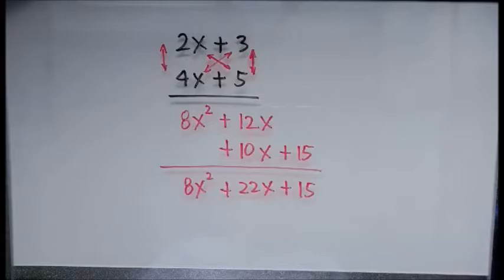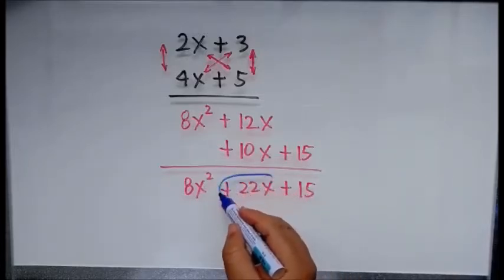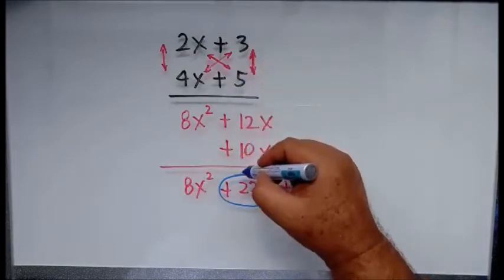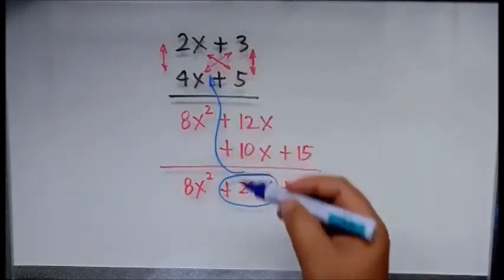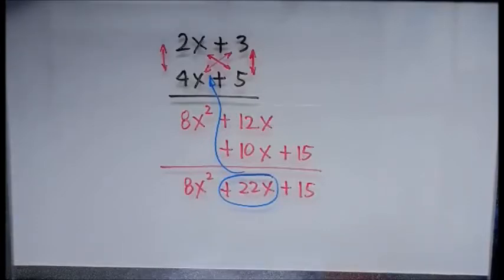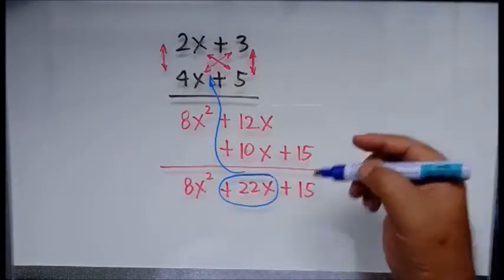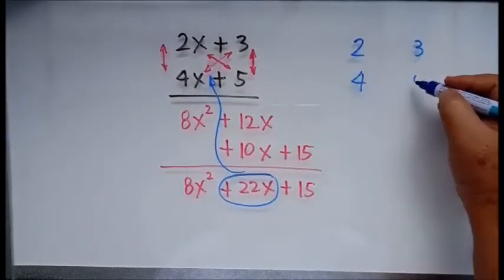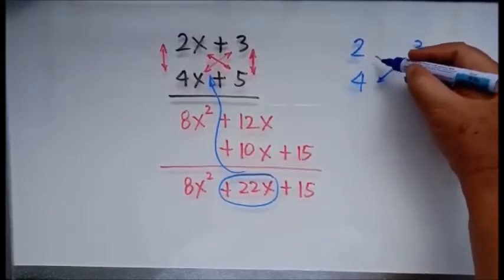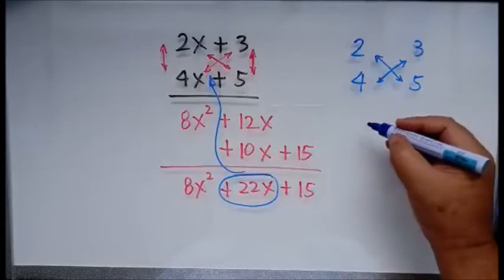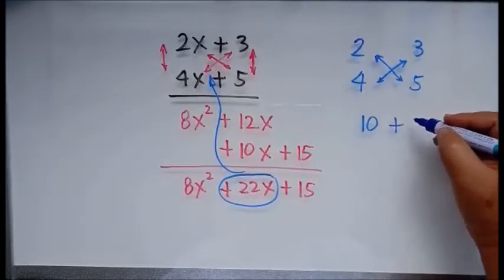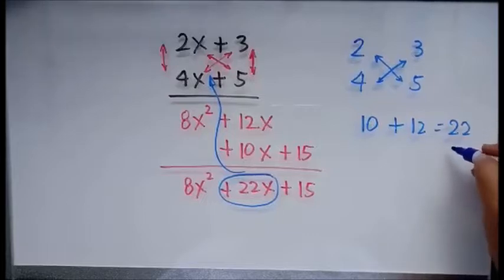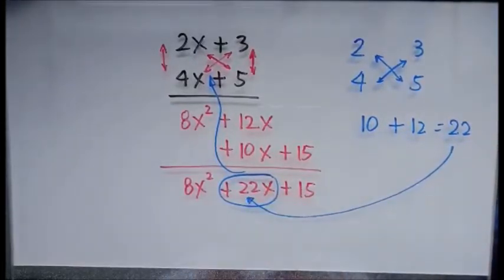Remember, the middle term is the result of cross multiplying the two terms. So 22 is the result of cross multiplying these two. 5 times 2 is 10, 4 times 3 is 12. This will become 22. Okay, remember this. We will be using this in our discussion. Okay, let's try one example.